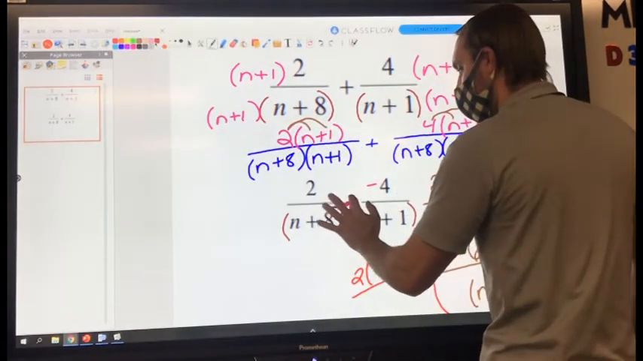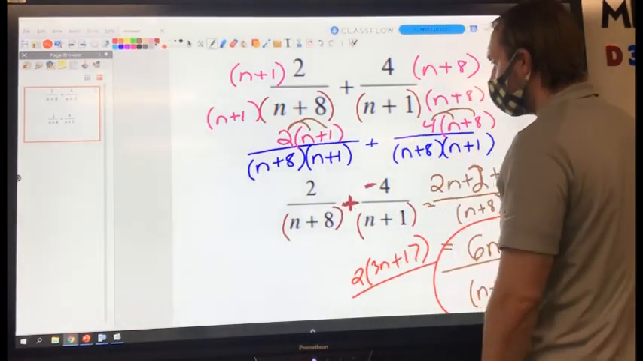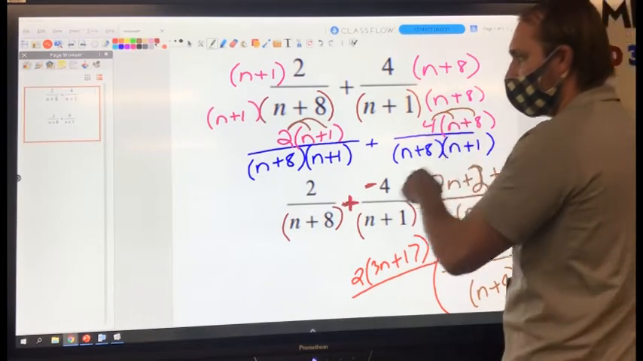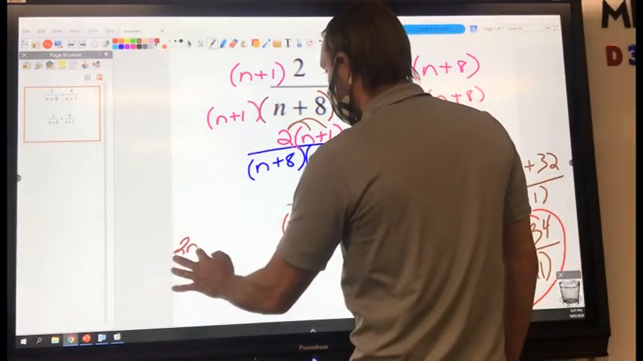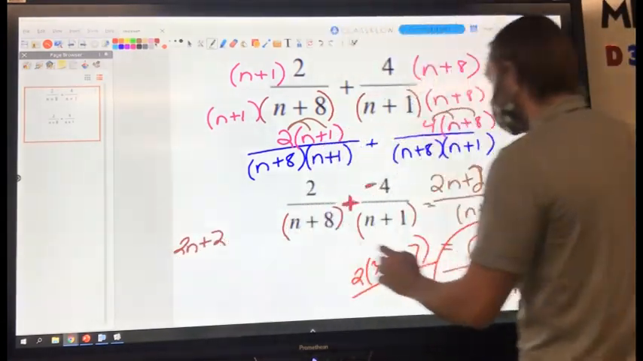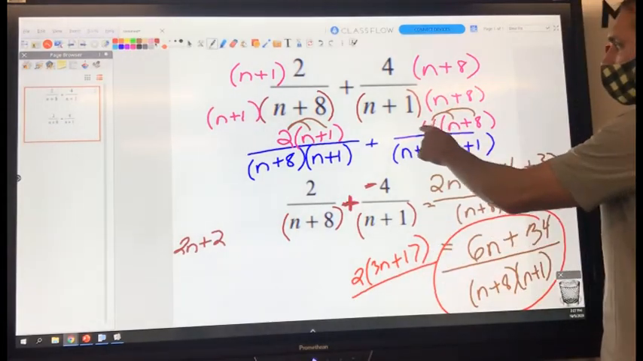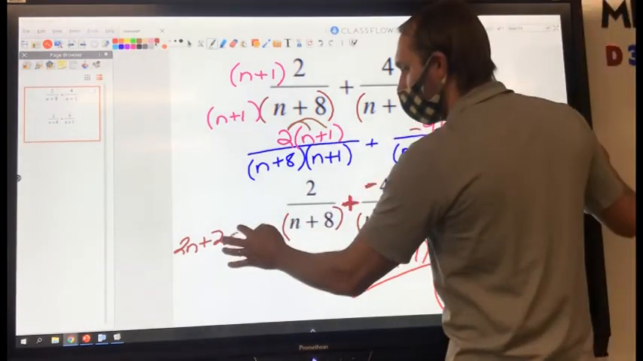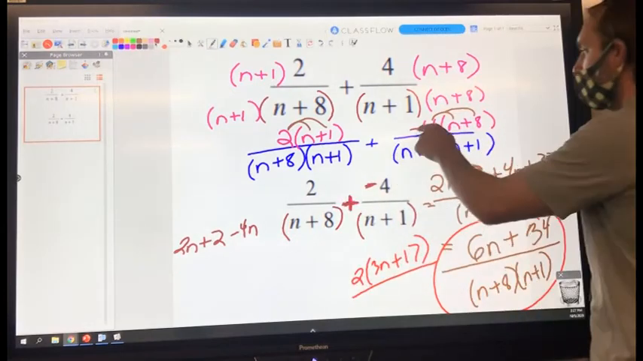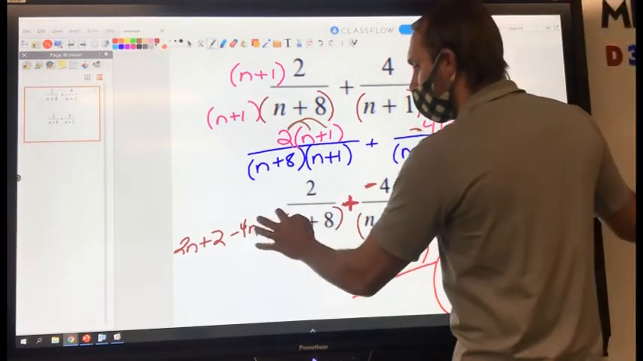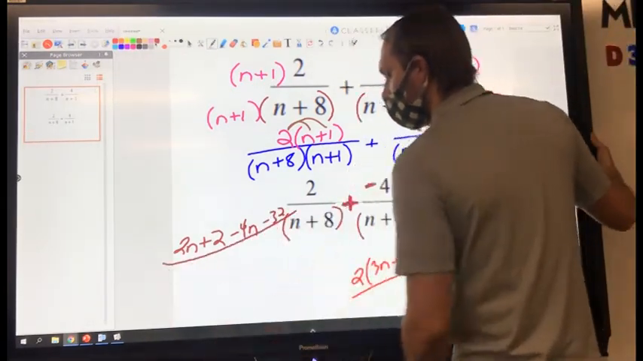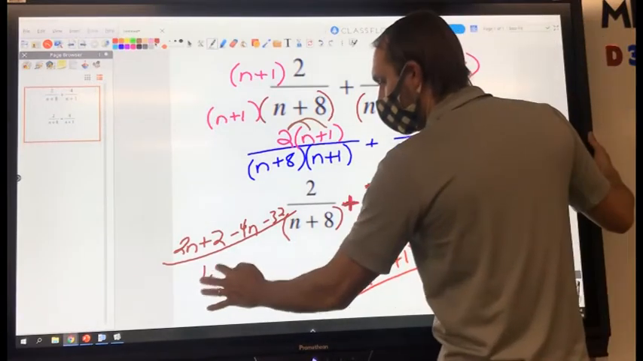So it's a plus, and that's a negative, which changes everything up over here. That's still a 2n plus 2, but now this is a negative 4, so that's a negative 4n, and negative 4 times 8 is a negative 32, all over my LCD.